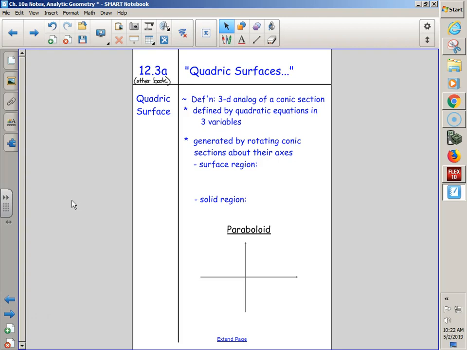But what I am saying about this is a three-dimensional analog of a conic section is like a three-dimensional generation. In this context, it is a three-dimensional generation of a conic section. We can talk more about how analog actually works and I can try to find some sort of connection, or we could just Google define analog and see if it makes sense. But anyway, defined by quadratic equations in three variables.